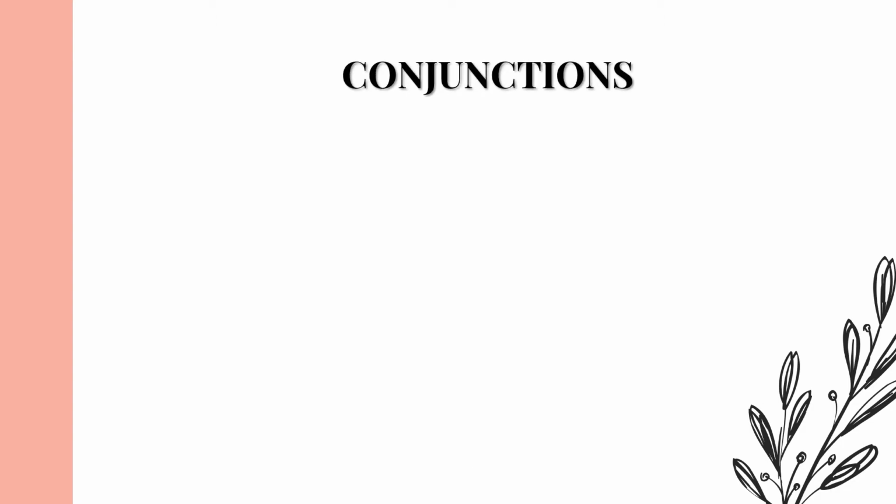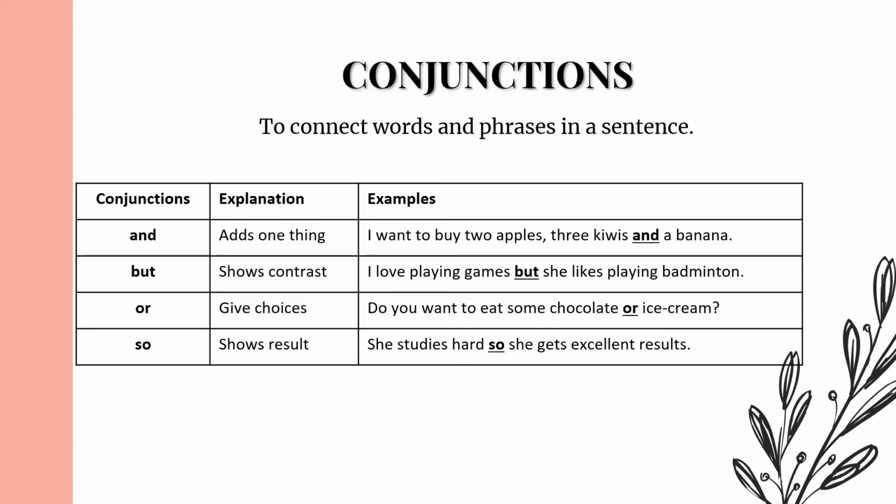Moving on to the next one, that is conjunction. Conjunctions are used to connect words and phrases in a sentence. Now, look at the table below. For the first one is and. The function is to add one thing. For example, I want to buy 2 apples, 3 kiwis, and a banana.